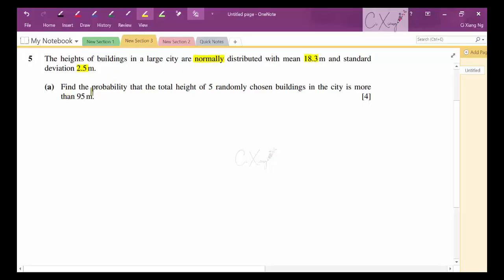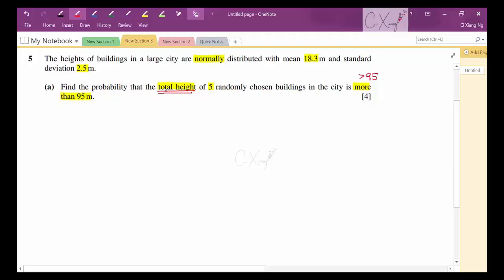They want us to find the probability that the total height of 5 randomly chosen buildings, so the keyword here will be the total height, is more than 95 meter. More than 95 meter means that we will write it as greater than 95. So let us have a look at the total height first.